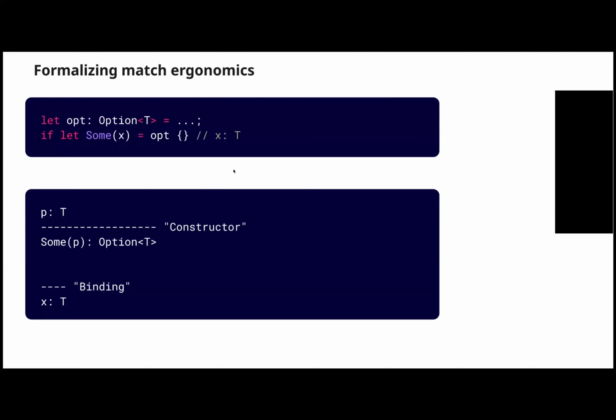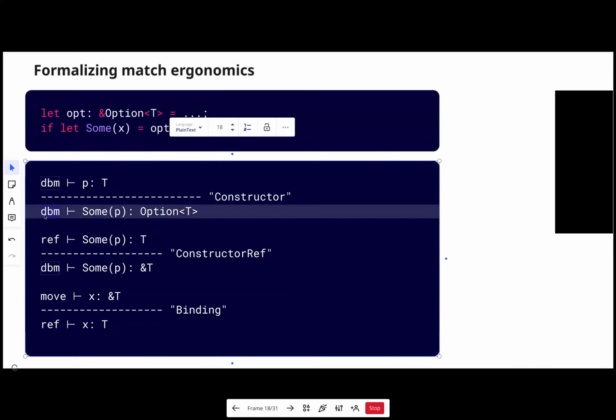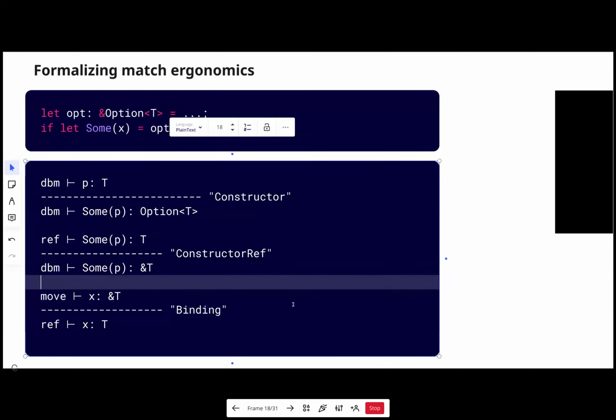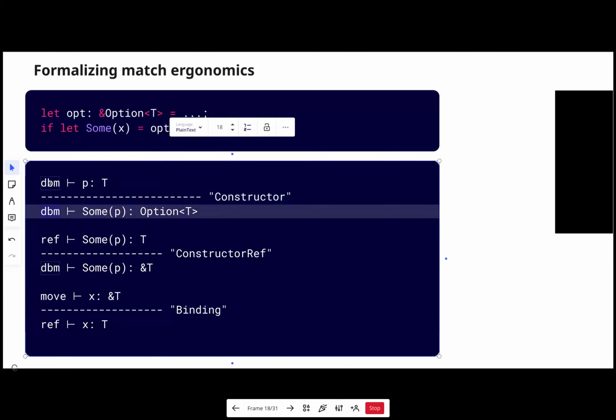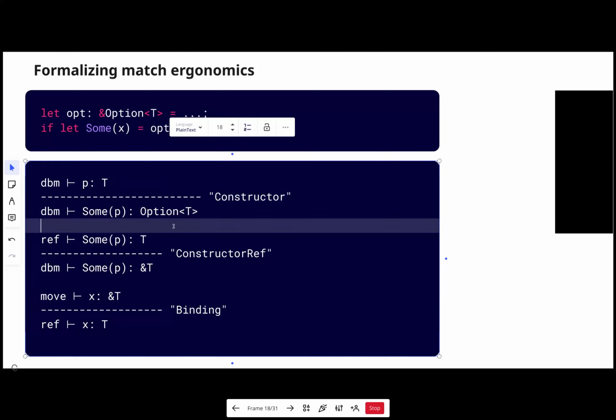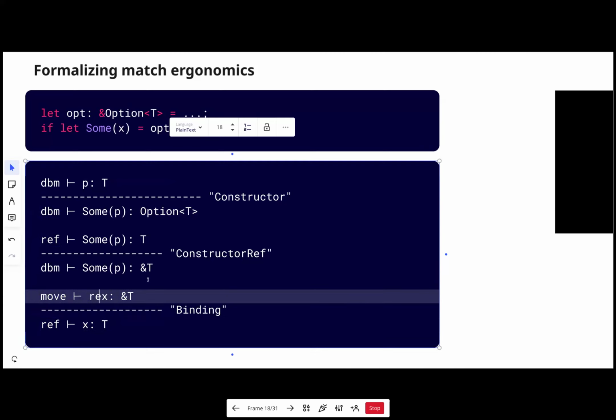So that's so far without match ergonomics. And how do we do match ergonomics? Well, I said we track an extra bit of state. And the way we came up with this way of doing it was simply to track the bit of state on the left. So this is a default binding mode, and it can take 3 possible values. It can be ref, mut, or move. This is move. And the constructor rule simply works for any DBM and keeps it the same. But now we have 2 more rules. One rule is if the default binding mode is ref, then I guess one way I could write it like this.